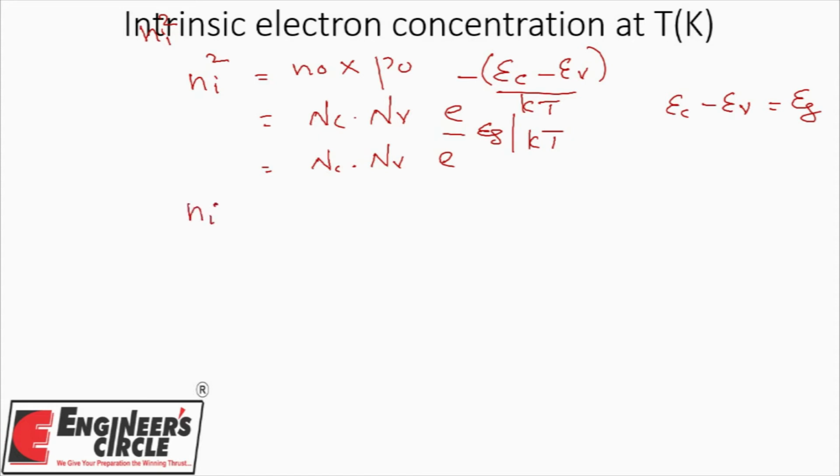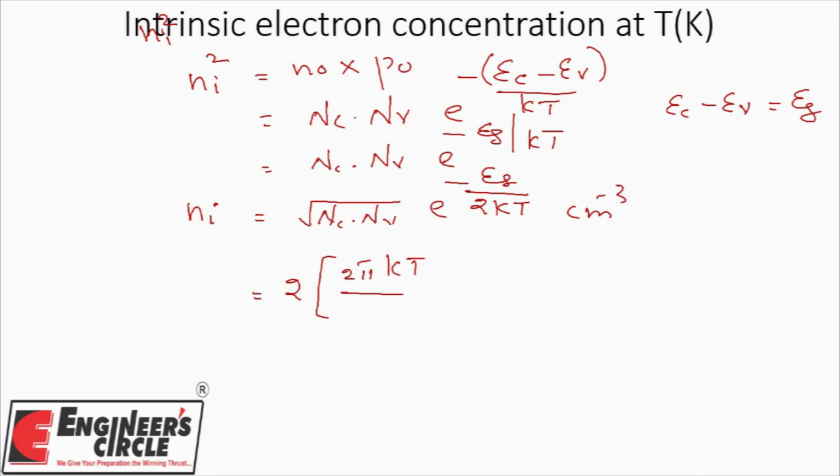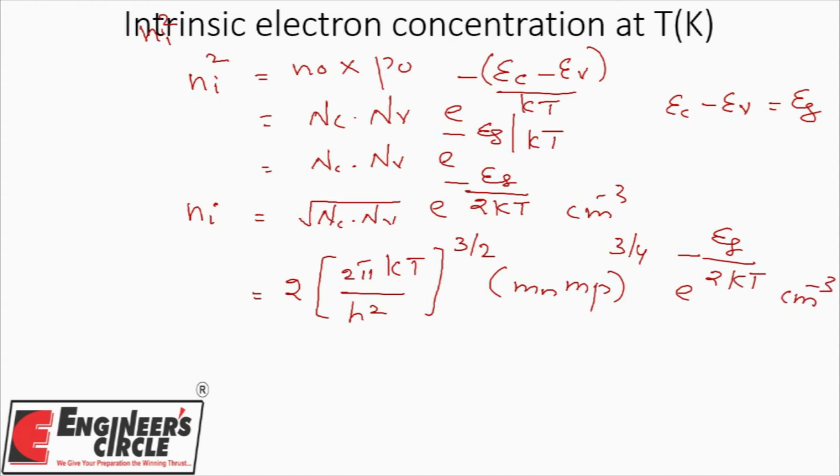So what is ni? The value of ni will be equal to root of Nc Nv e power minus of Eg by 2kT, centimeter raised to minus 3. When you substitute the values of Nc and Nv, this answer will go to 2 times (2 pi kT by h square) raised to 3 by 2, multiplied by (mn mp) raised to 3 by 4, e power minus of Eg by 2kT, centimeter raised to minus 3. That is the concentration ni.